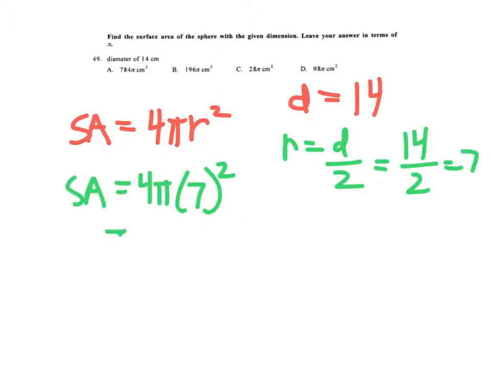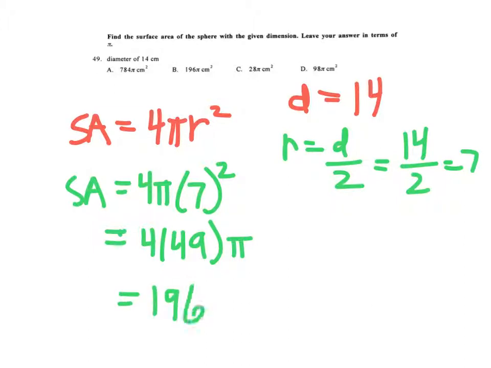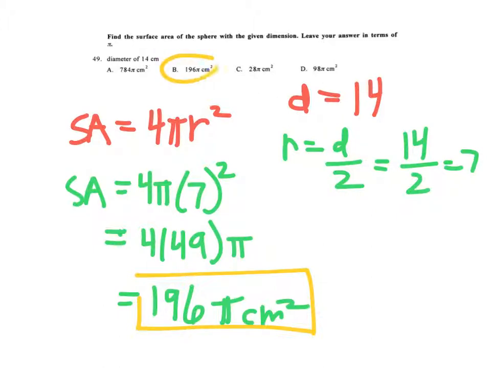When I square 7, I get 49. So I really have 4 times 49 pi. And then we're going to do 4 times 49, and that gives me 196 pi. My units would be centimeters squared. And that's your answer, and it is letter B.